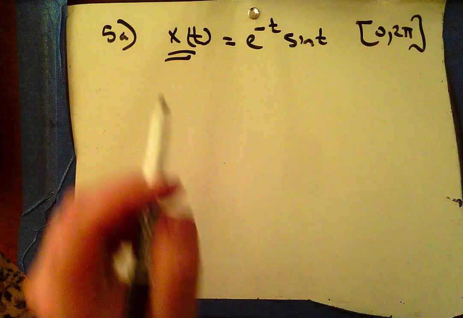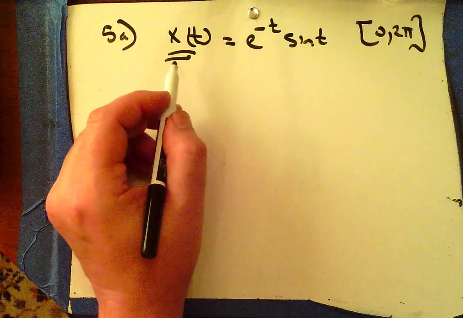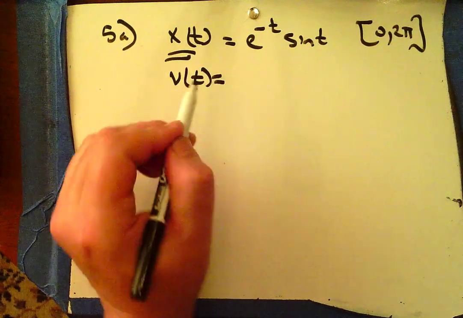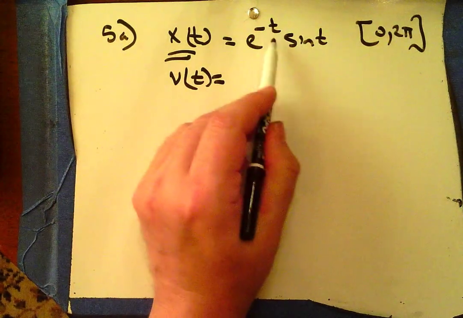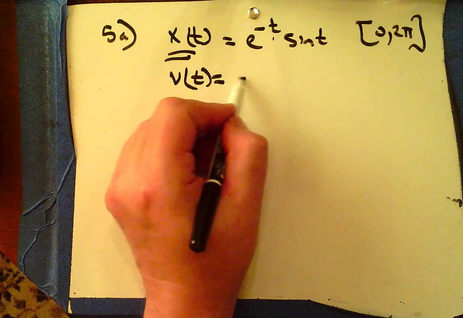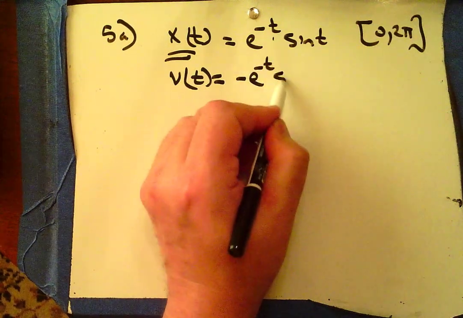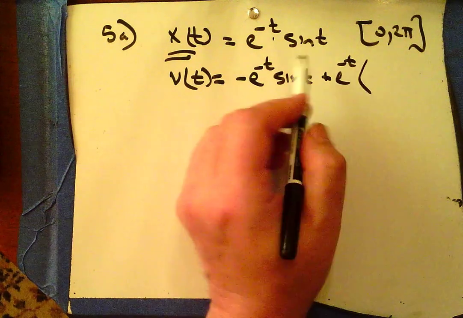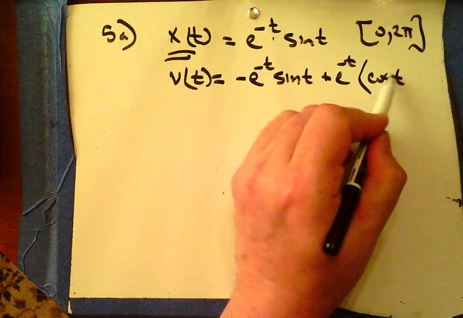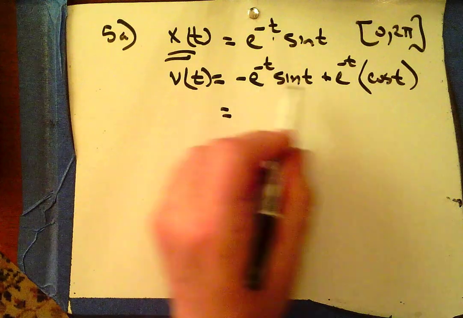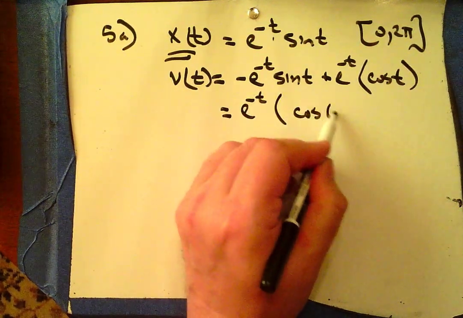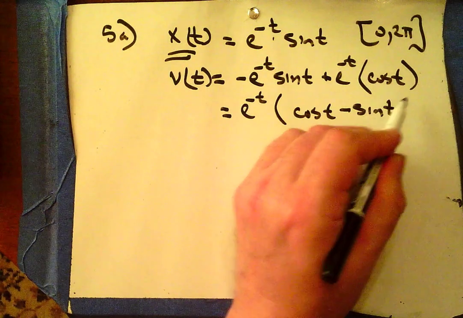So let's take a look at velocity. V of t equals, that's a product, so I need the product rule. Negative e to the negative t sine t plus e to the negative t times cosine t. If I factor out an e to the negative t, I get cosine t minus sine t.